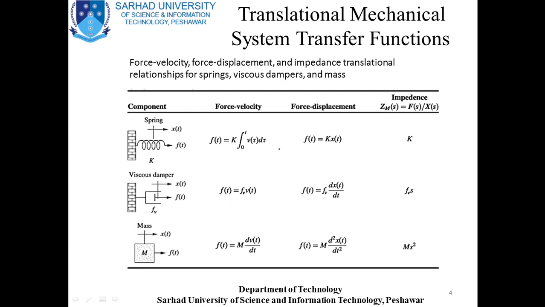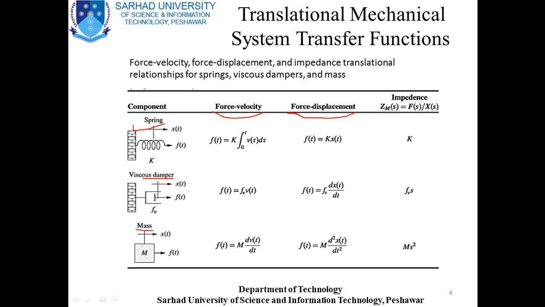Moving swiftly on, translational mechanical system transfer functions, you can see the diagram over here. There are three major components in any mechanical system. One is the spring, another one is the damper, and the last one is the mass. These three are the basic components used in a mechanical system, and these are the equations that you have already learned in your previous semesters in the course of BMT, basic mechanical technology.